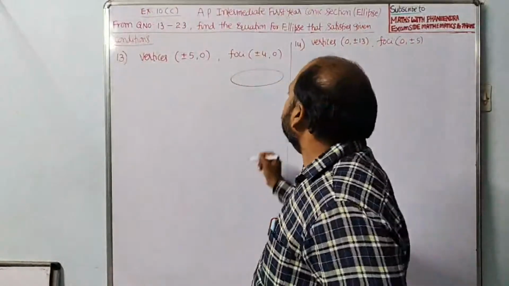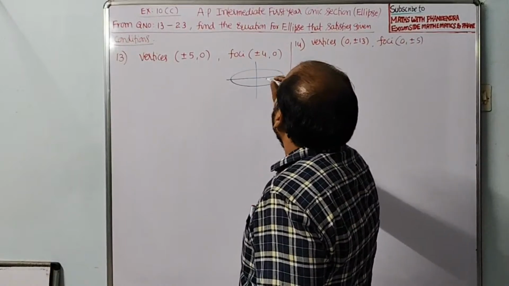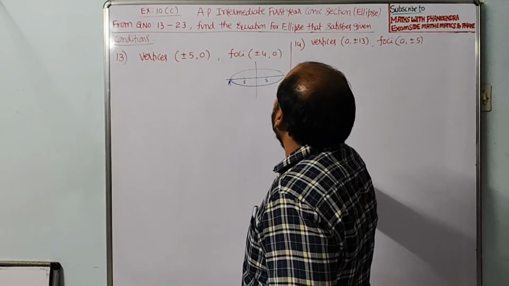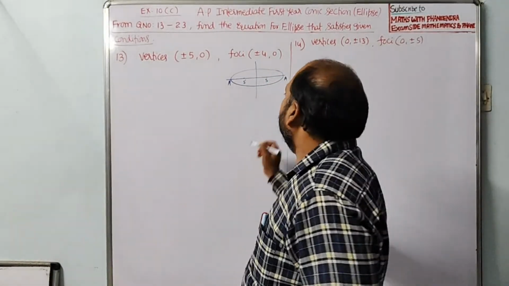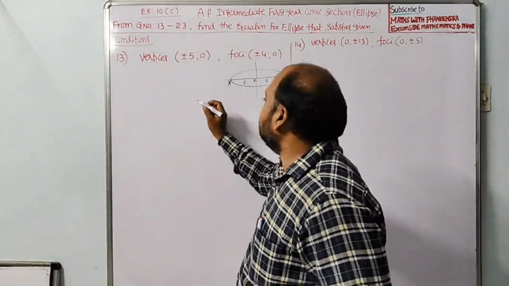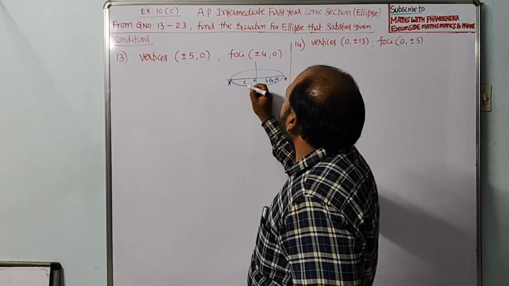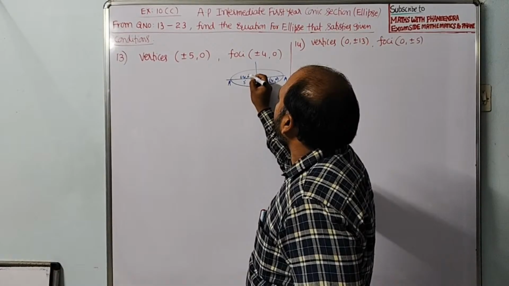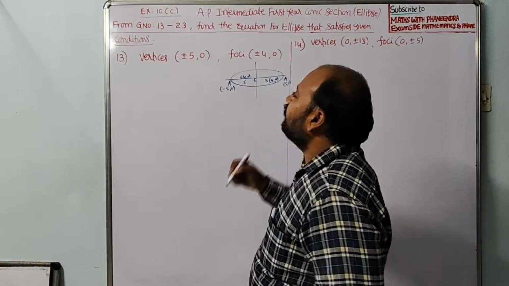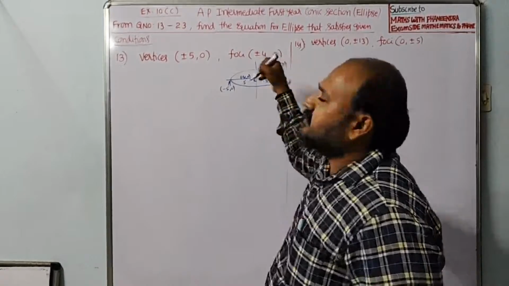Keep in mind, dear students, whenever it is a horizontal type ellipse, S dash and S are the foci, A dash and A are the vertices. The right side of the center is positive, the left side of the center is negative. So this is 4 comma 0, this is minus 4 comma 0. Minus 5 comma 0, plus 5 comma 0. So clearly A is greater than B case.